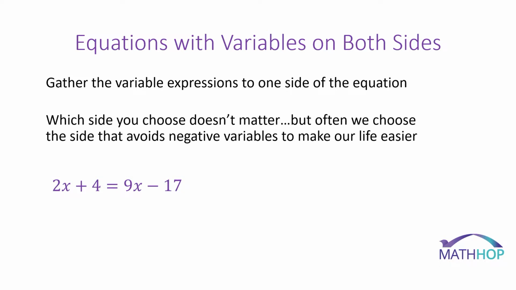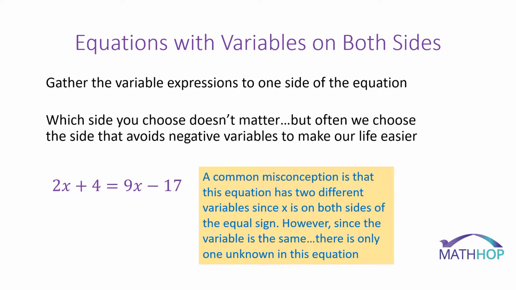So we have the equation 2x plus 4 equals 9x minus 17. This is an equation that has variables on both sides. A common misconception, however, is to think that there are two unknowns in this equation. There is simply one unknown. There are two instances of x, one on the left side of the equation, one on the right side. They are not two different unknowns. They are not two different variables. If they were, you would see different letters representing each. Since there's just one letter, x on this side and x on that side, we have one unknown, one variable that is present on both sides of the equation.